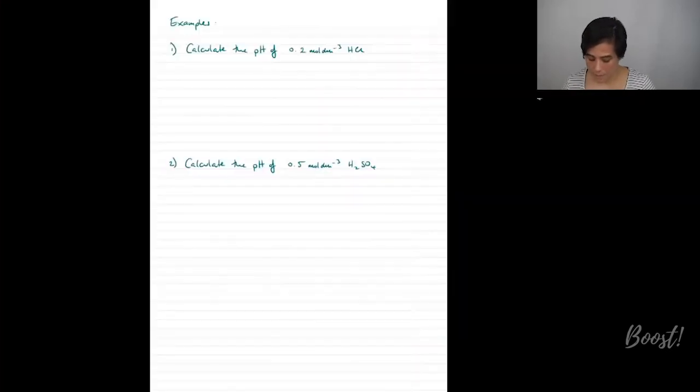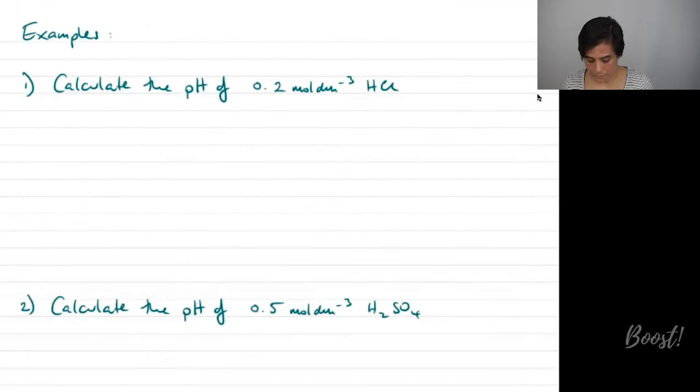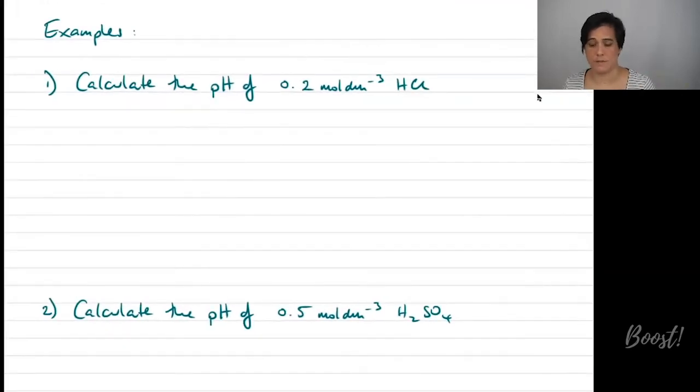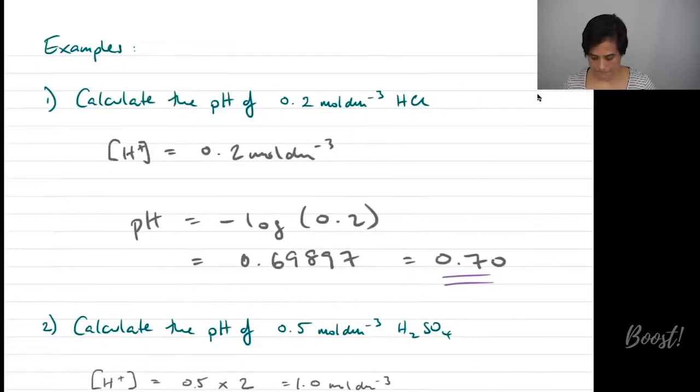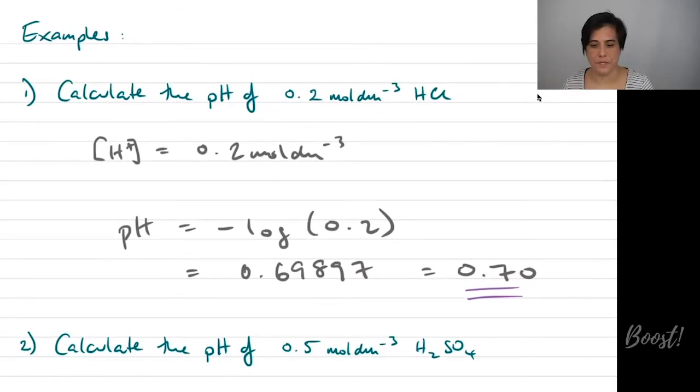So there's a couple of examples here. If you are watching the replay of this, I would suggest you pause the video now, have a go at these examples yourself, and then come back to see whether you got the right answer. So calculating the pH of HCl of 0.2 mole per decimeter cubed and of H2SO4 with a concentration of 0.5 moles per decimeter cubed. So just going through how we would do this.